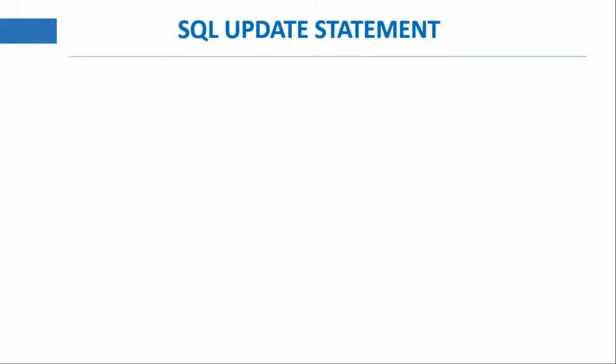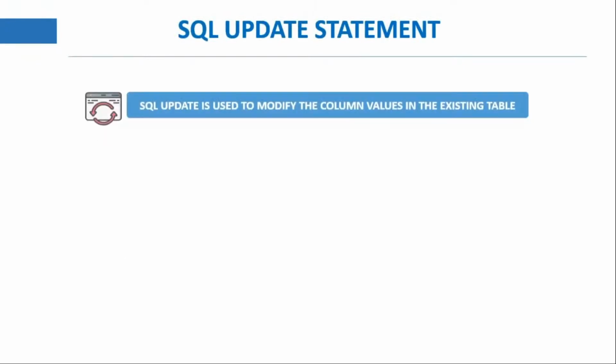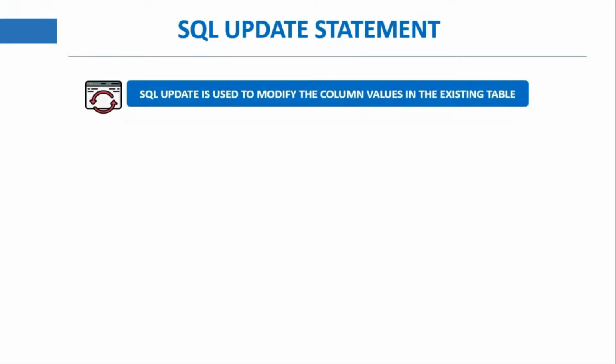So what is MySQL update statement? SQL update statement is used to update the column values in the existing table. That means it is used to change the values present in one or more rows in an existing table. Now, the where clause is used in the update statement to update the matched rows that satisfy the condition that we have specified in the where clause.